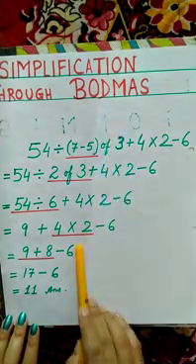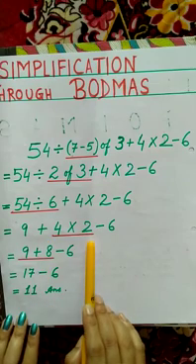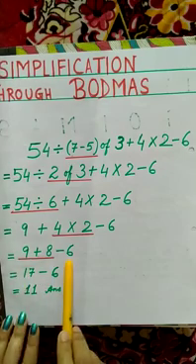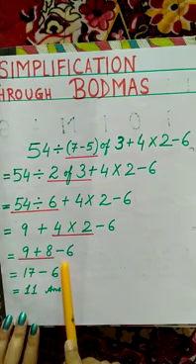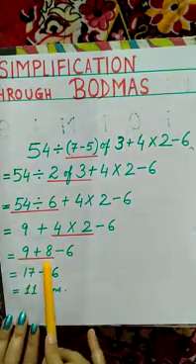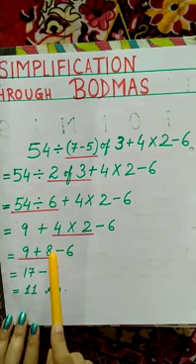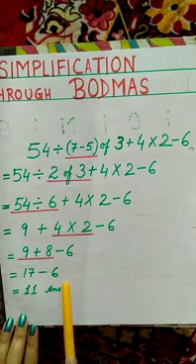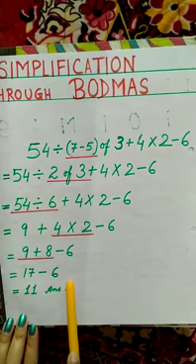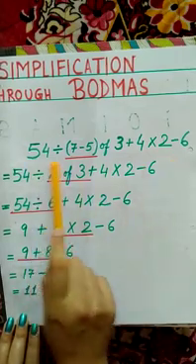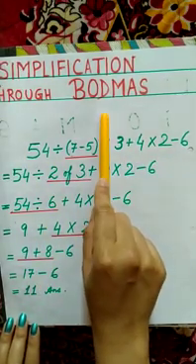After division we have multiplication, so we underline multiplication. 4 into 2 is 8. The rest of the numbers and operations remain the same. After multiplication we have addition. So we underline addition here. 9 plus 8 is 17. Minus 6. We need not underline anymore since only one operation is left, that is subtraction. 17 minus 6 is 11. So this is the way we simplify a complex sum with the help of BODMAS rule.